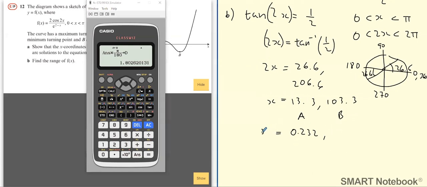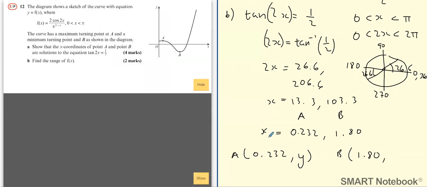So my x values that have stationary points are 0.232 or 1.80. Now, so A is going to have coordinates 0.232 and y, and B is going to have x coordinate 1.80 and some y coordinate. How are we going to work out the y coordinate, please?